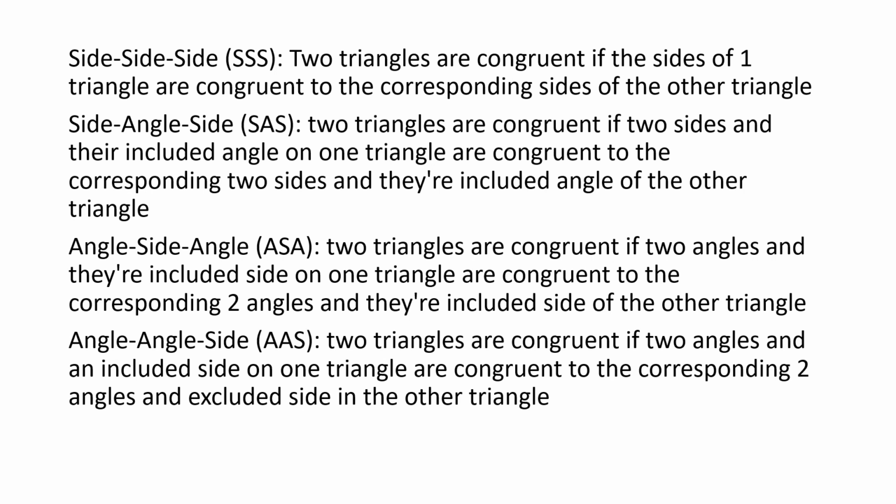The fourth one is angle, angle, side. Two triangles are congruent if two angles and a side on one triangle are congruent to the corresponding parts of the other. So: side, side, side; side, angle, side; angle, side, angle; and angle, angle, side. Let me show you how you're going to use this information, because that is just weird. So let's go and see how to use it.